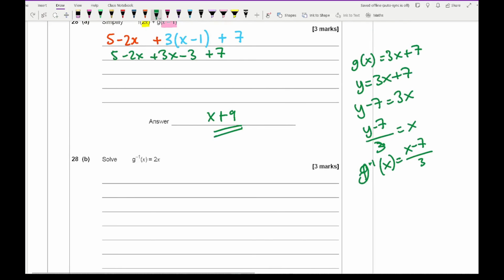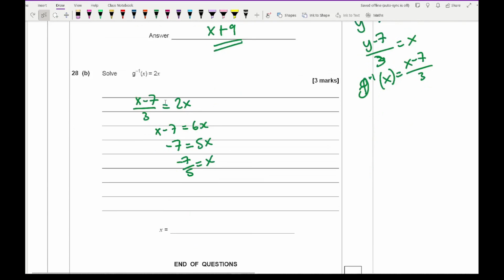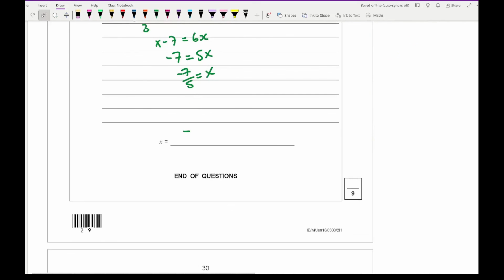Then from this, we've got x minus 7 over 3 equals 2x, and then I just need to go on and solve this. So I've got x minus 7 equals 6x, minus 7 equals 5x, and then minus 7 over 5 equals x. And there is my final answer. So x equals minus 7 over 5. And that concludes the end of this paper.